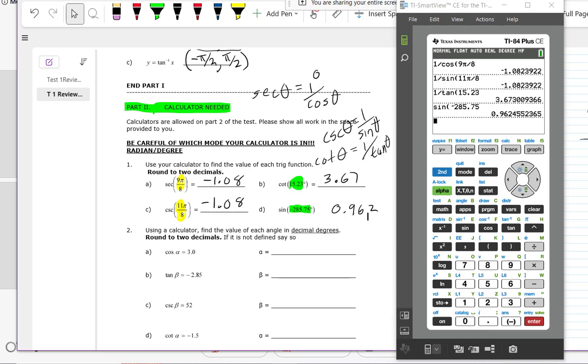Okay. All right. So you have to know these identities. That's kind of the key thing: how to do a secant, cosecant, and cotangent.